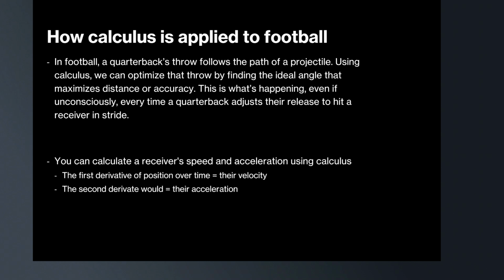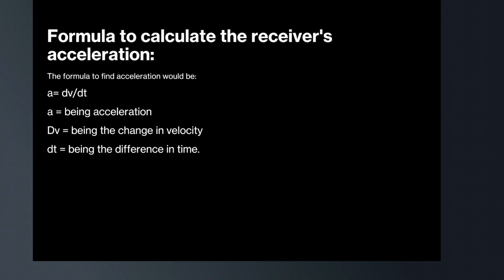And another way that calculus can be used in football is calculating a receiver's speed and their acceleration, with the first derivative of position over time being their velocity, and the second derivative of position over time being their acceleration. So, in order to calculate a receiver's acceleration, the formula would be a = dv/dt, a being acceleration, dv being the change in velocity, and dt being the change in time.